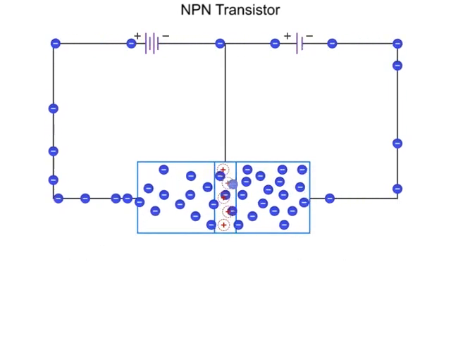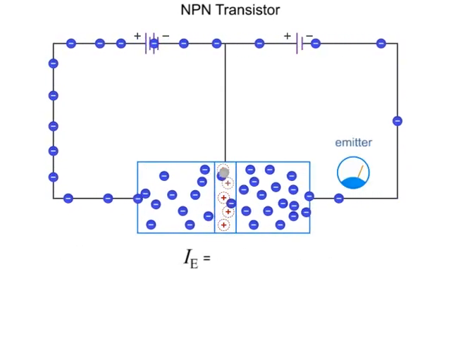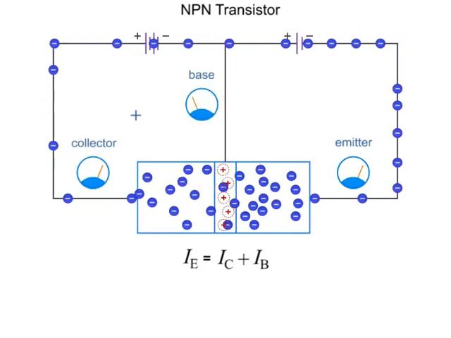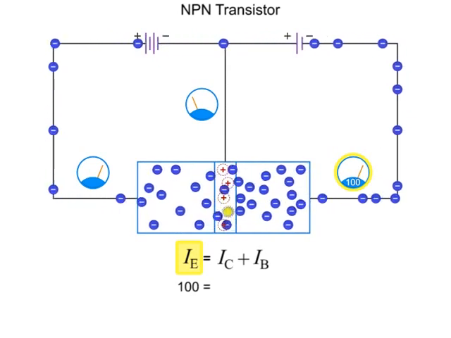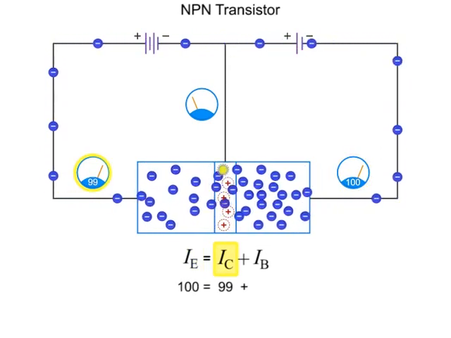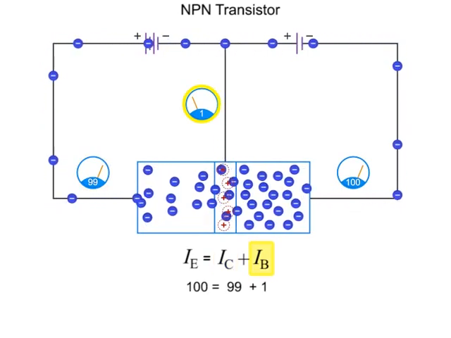In an NPN transistor, the emitter current is the sum of the collector current plus the base current. So, if you have 100 milliamps at the emitter, you will have 99 milliamps at the collector and 1 milliamp at the base.